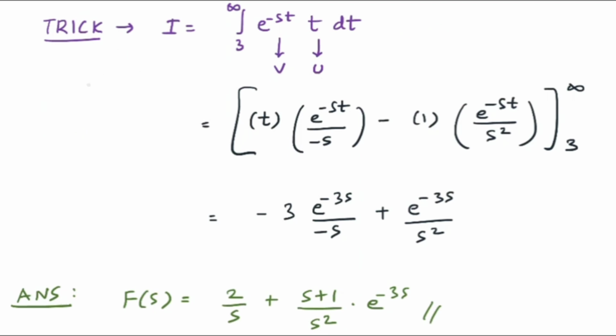Now the rule is you have to use this logic, ILATE. ILATE is the priority which you have to consider for the variable u. If the function has an inverse, it would be treated as u. In this question we do not have any inverse function, right? Then go for log. If log is present, we can consider it as u.